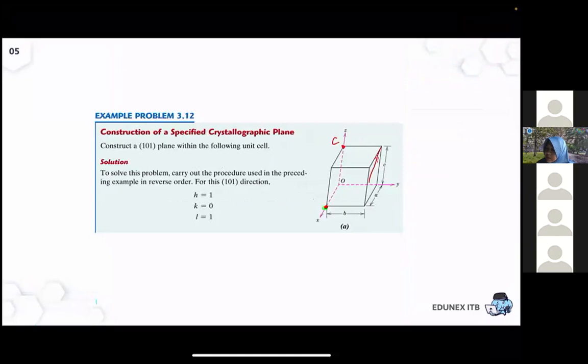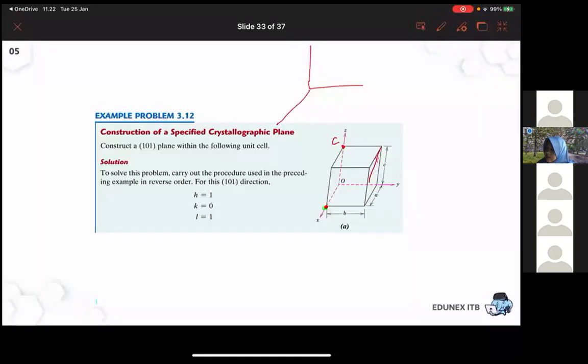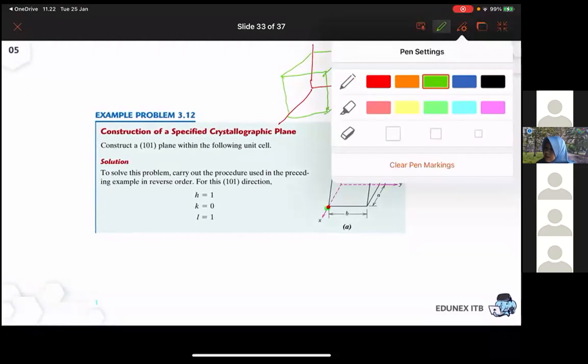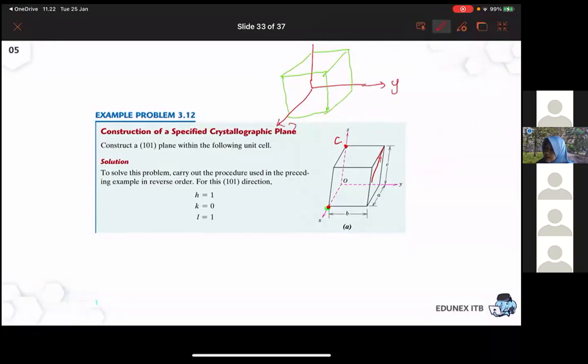Let's try, for example, this one, with maybe a different color, and this is the unit cube. My question is, this is y, this is x, this is z. If I put the first one in here, the second one here, and the third one here, and then I make some plane, can you all try? What is the crystallographic plane for this case?